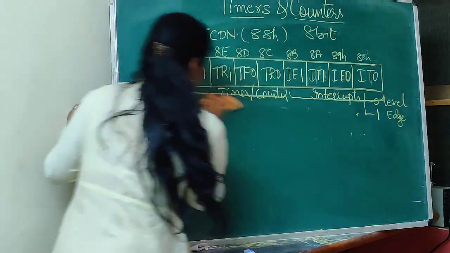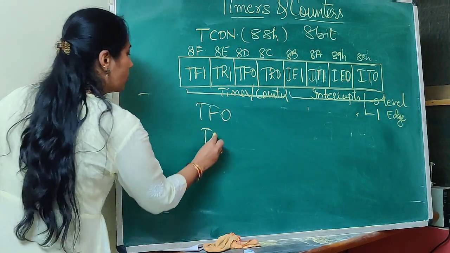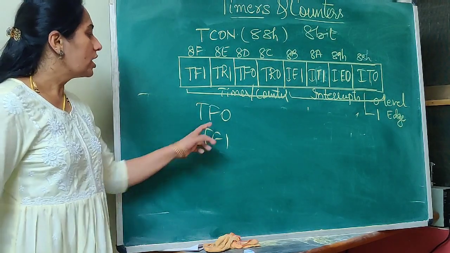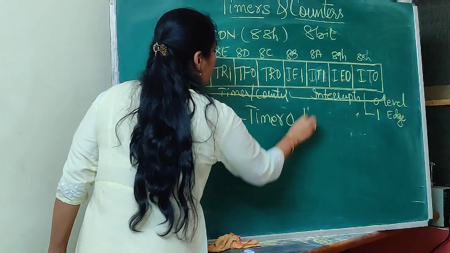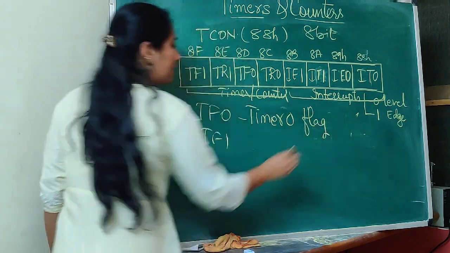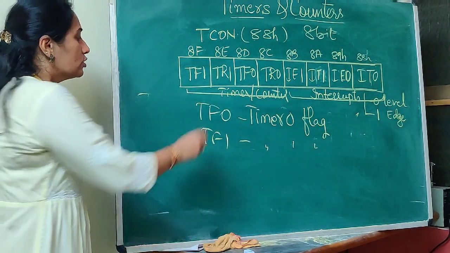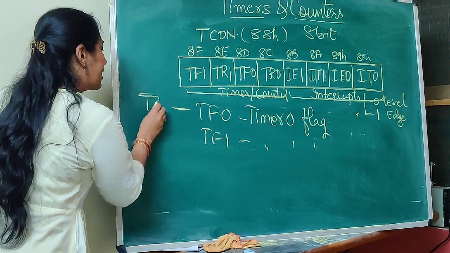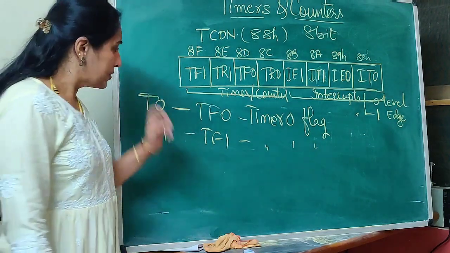That is TF0 and TF1. What are these? These are the timer 0 flag bit and the timer 1 flag bit. So this particular flag bit is connected with T0 and this is connected with T1.